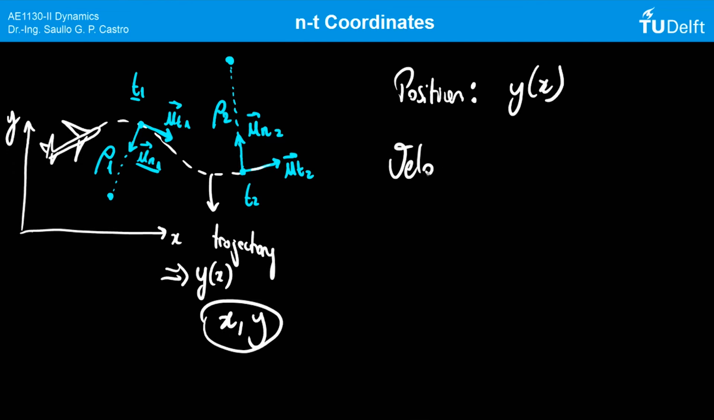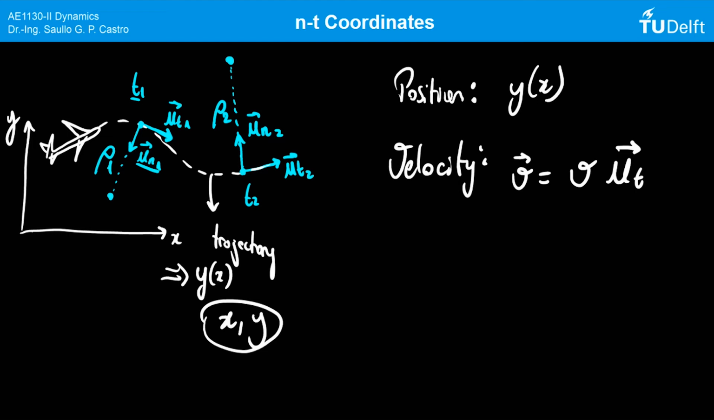The velocity vector will be simply defined as the speed multiplying the tangential base vector, since by definition there is only one component of the velocity which is aligned with the tangential direction and no component of the velocity aligned with the normal direction.